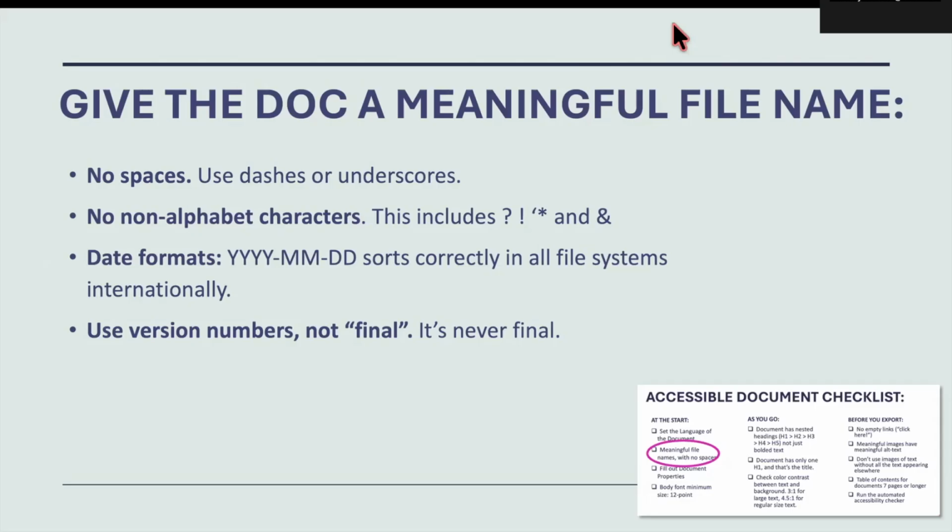And so if you, for instance, have the numbers 0312 2024, that's going to read as two completely different dates in those two countries. But if you start with the year, all four numbers of the year, then a dash, then the two numbers for the month, then a dash, then the two numbers for the day, this will sort correctly in all file systems internationally. So that's what you want to use in your file name.